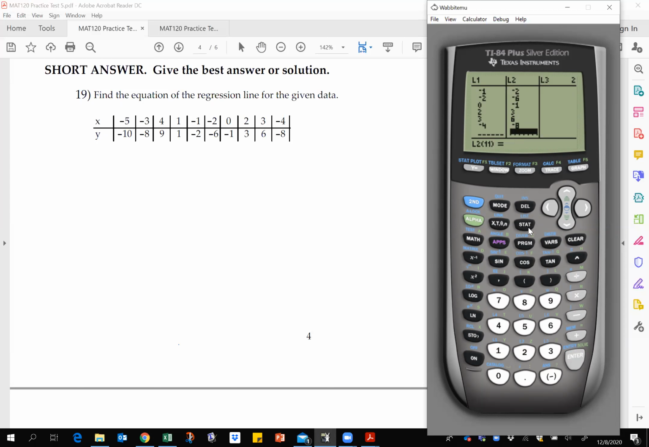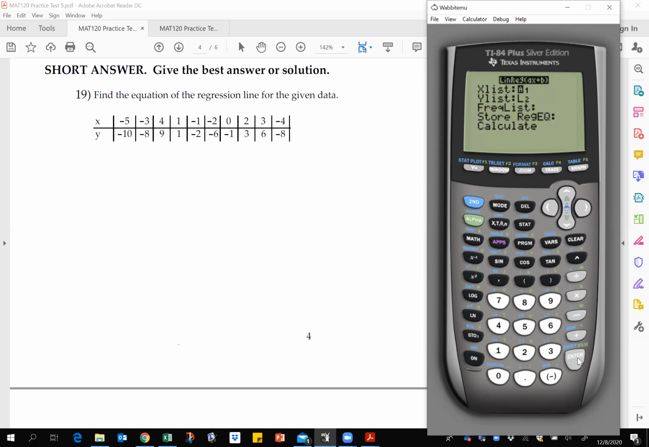From there, we're going to go over to stat. We're going to go to calculate. And this will be the same on both the 83 and the 84. We are always going to make sure we use option 4. So it's stat, go over to calculate, and choose option 4. It should be linear regression ax plus b.